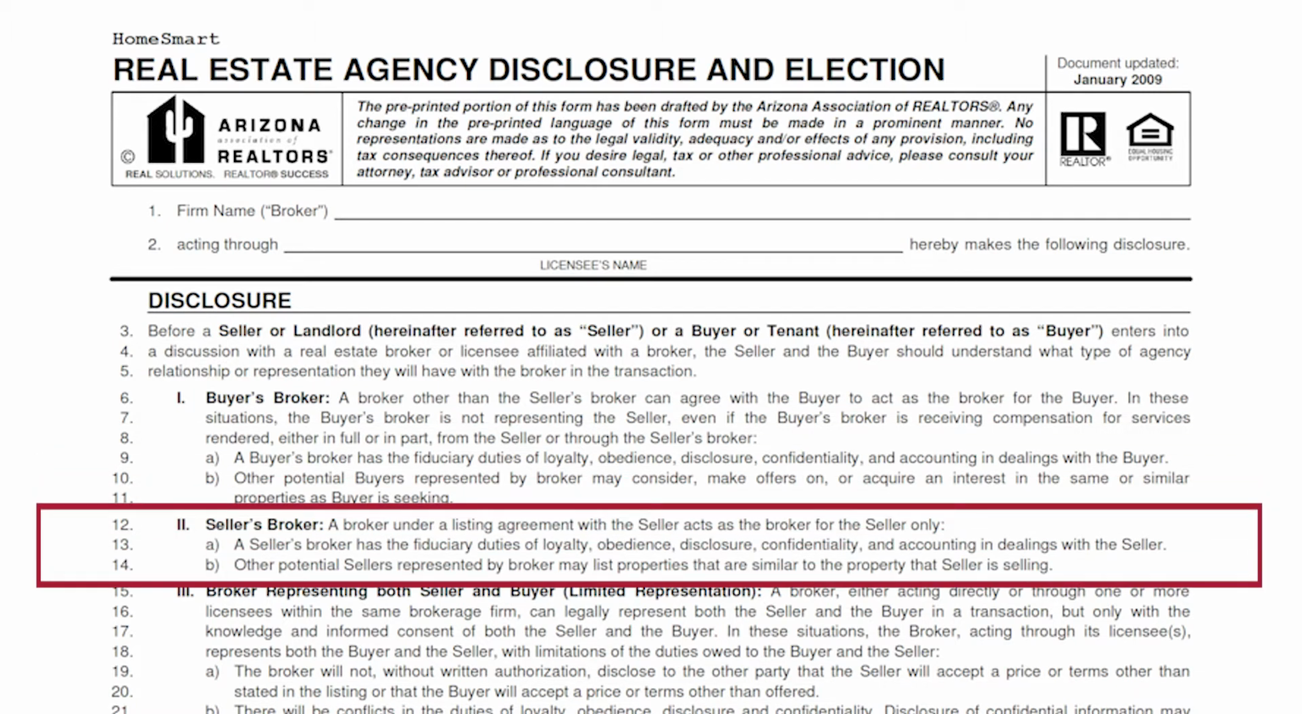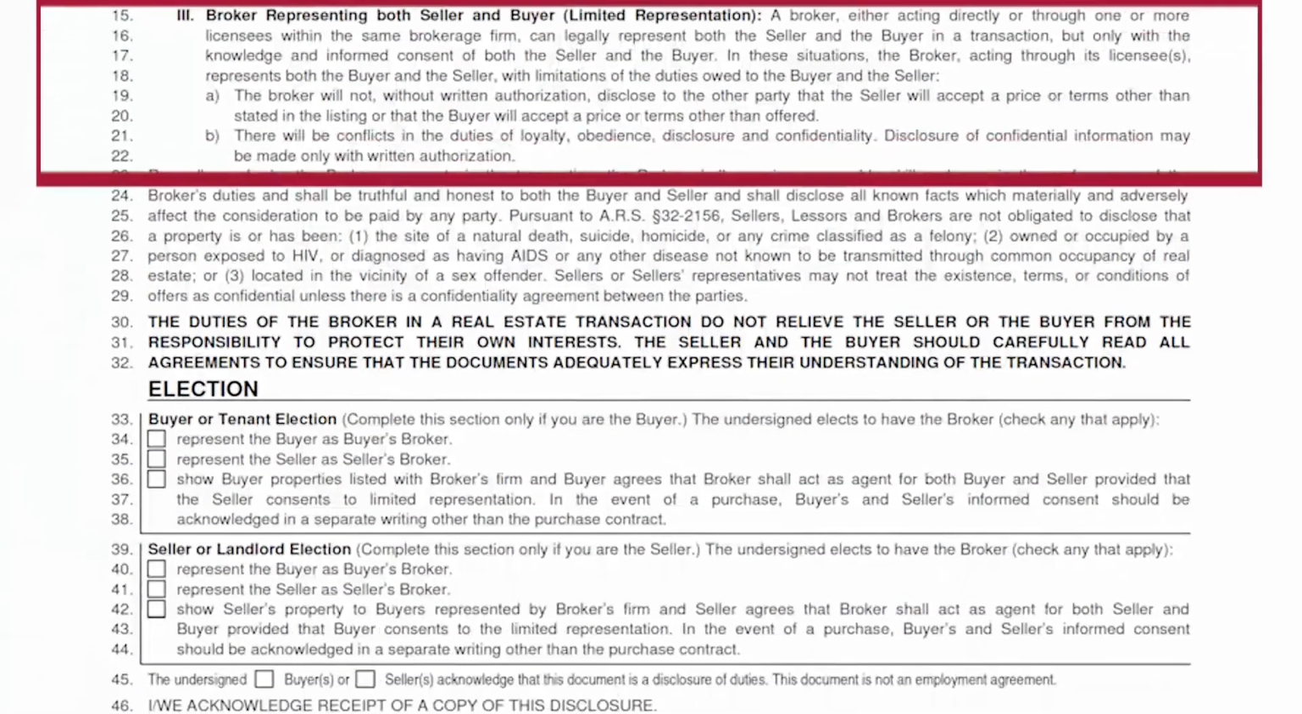On to lines 12 through 14. This is where you inform your client that the seller's brokers have the same fiduciary duties of loyalty, obedience with their clients. The seller's broker may also list similar properties to the one being listed. Lines 15 through 22 explain limited representation.